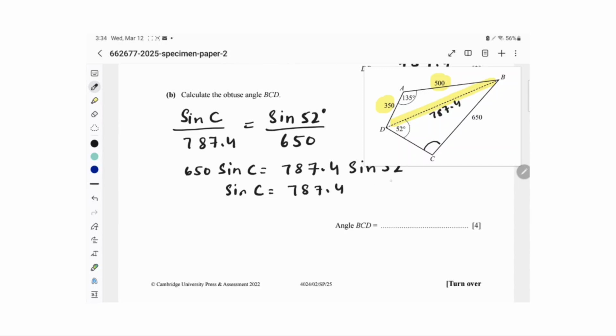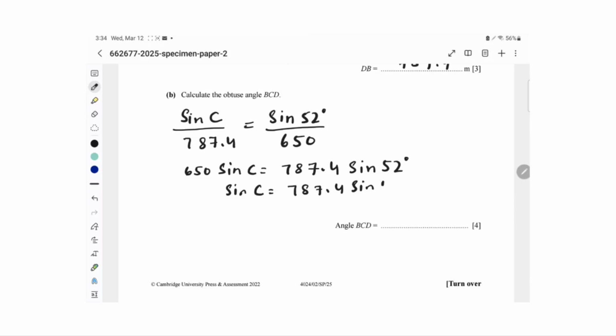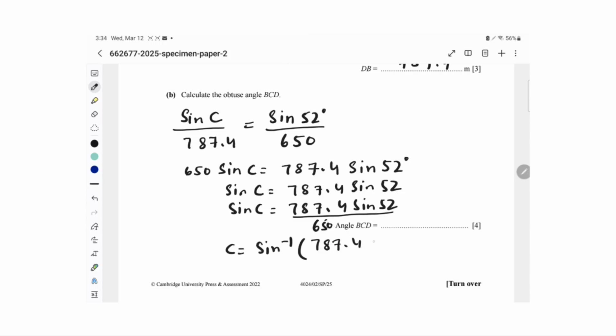Now sine C is equal to 787.4 sine 52 upon 650. So C is sine inverse of 787.4 sine 52 upon 650. Calculate it.